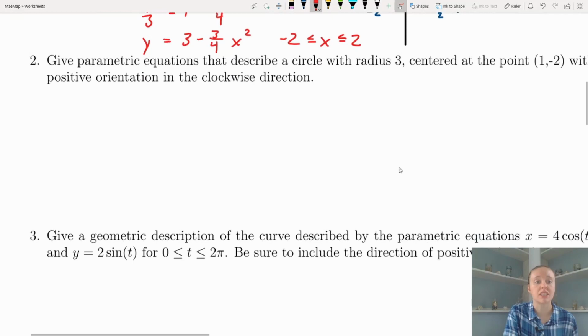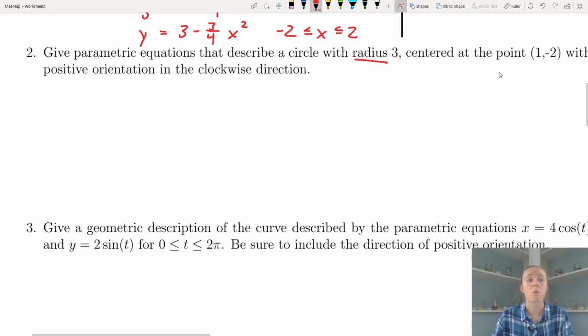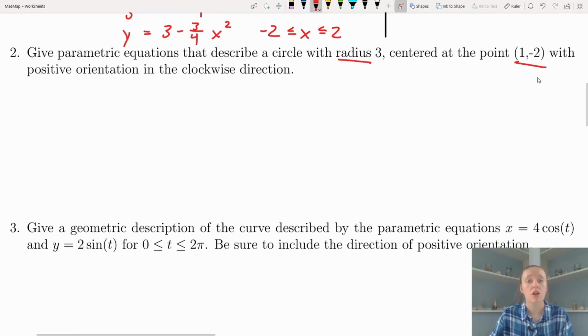So number 2, it says give parametric equations that describe a circle with a radius of 3 centered at the point (1, -2) with positive orientation in the clockwise direction.